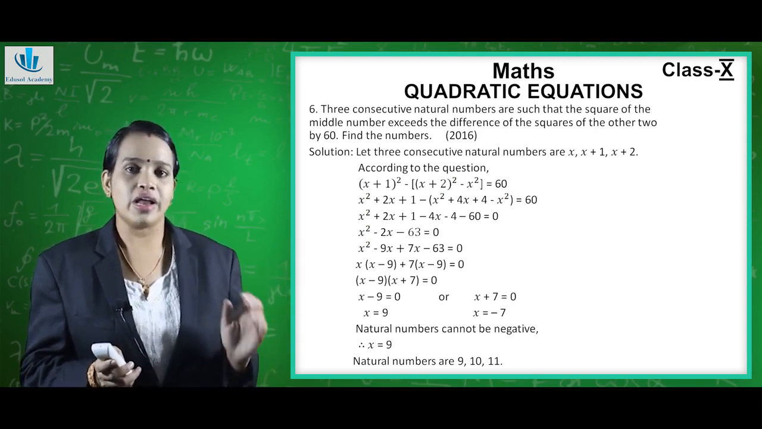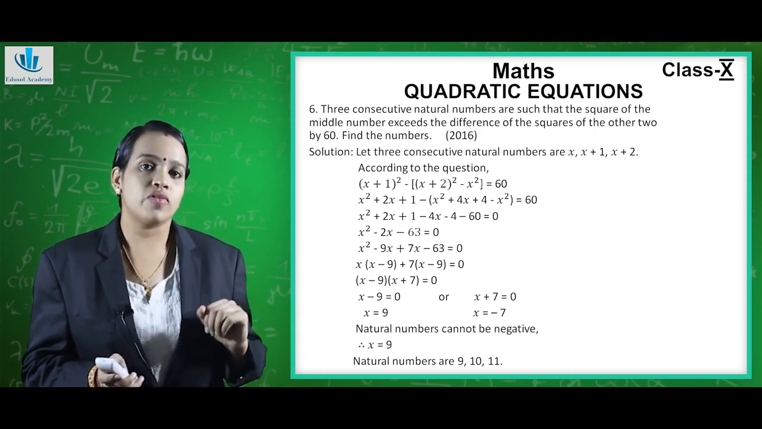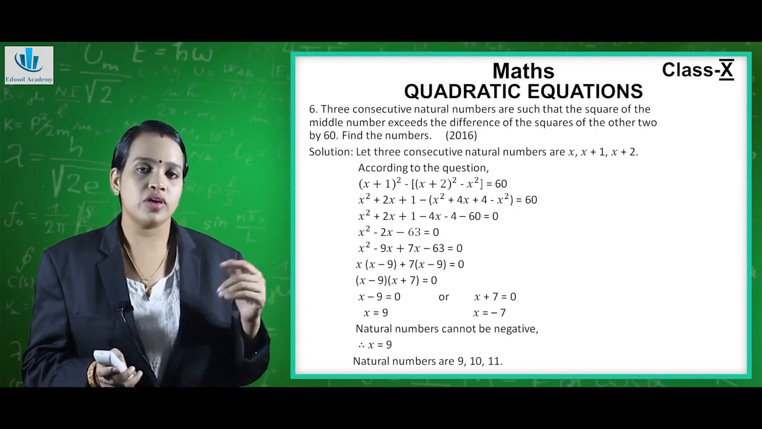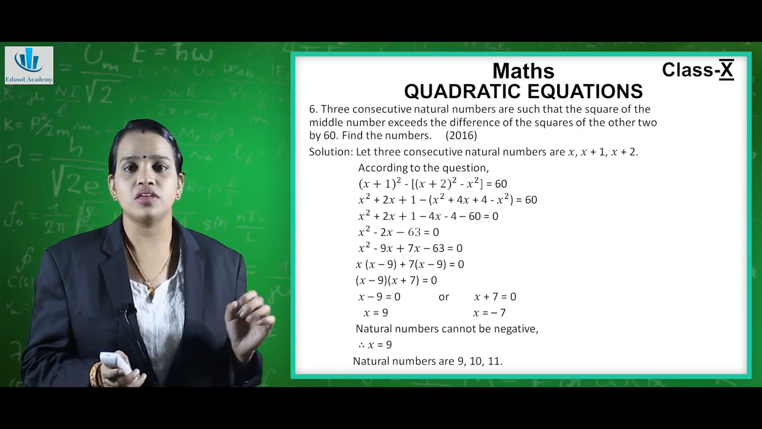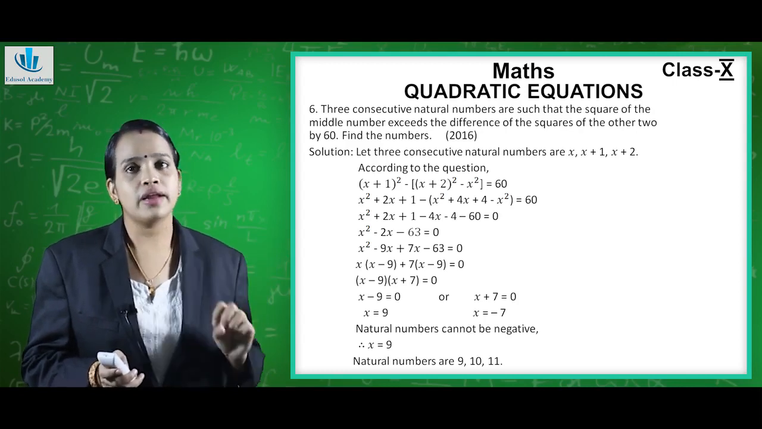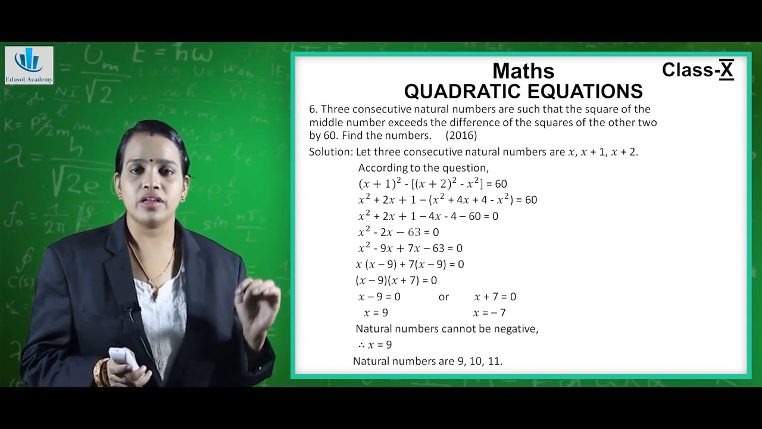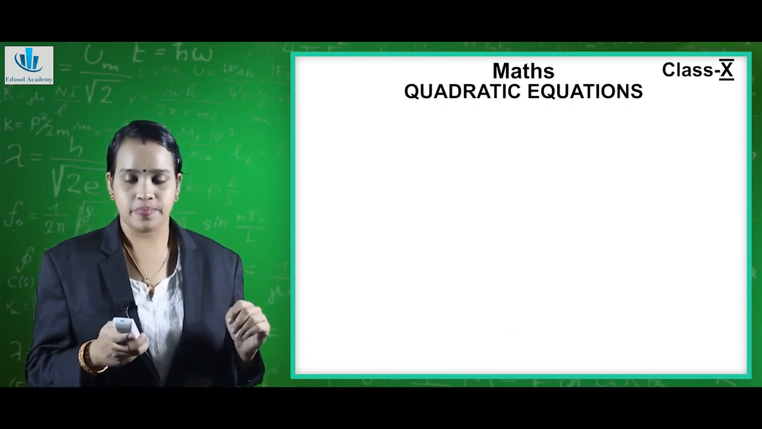You already know the natural numbers are always positive. They cannot be negative. So our value of x equal to minus 7, we cannot take it. So we are rejecting it. So our value of x will be only 9. So x is equal to 9. And in the question it is said that 3 consecutive natural numbers. So our 3 natural numbers are 9, 10, 11.